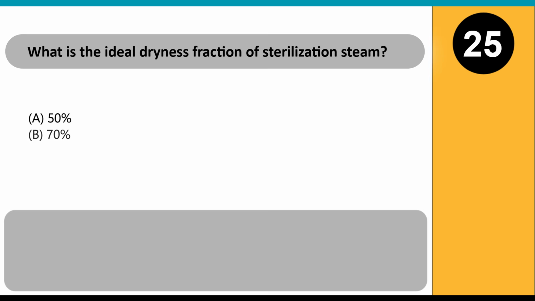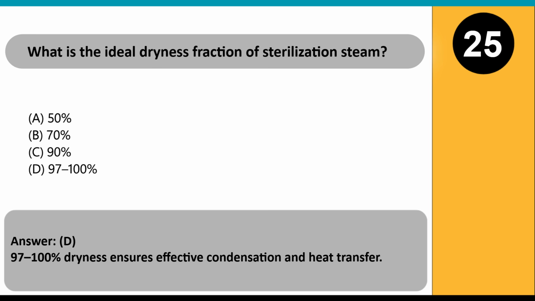What is the ideal dryness fraction of sterilization steam? A. 50%, B. 70%, C. 90%, D. 97 to 100%. Answer: D. 97 to 100% dryness ensures effective condensation and heat transfer.